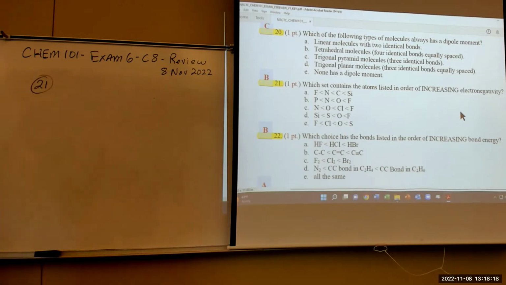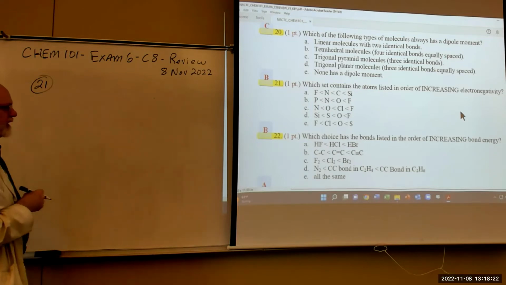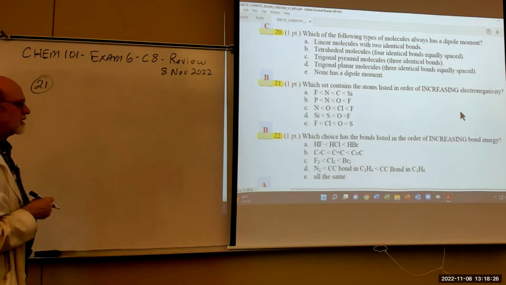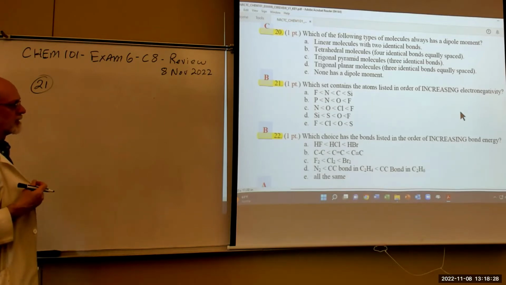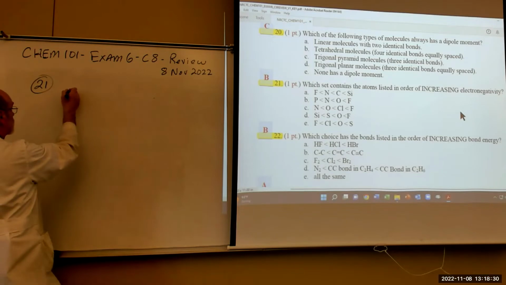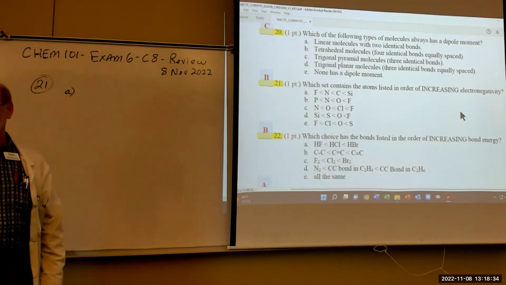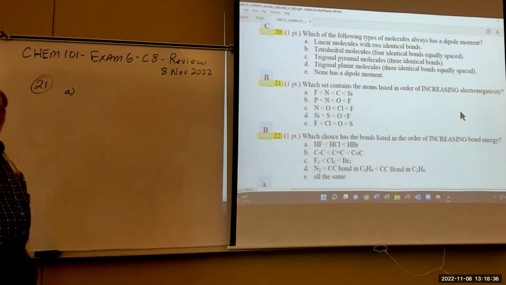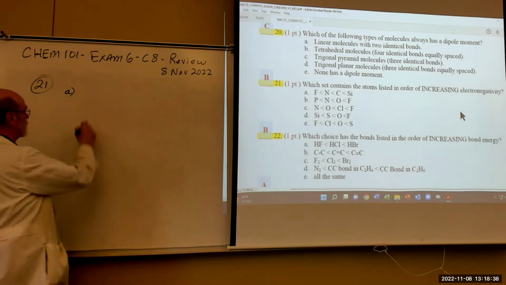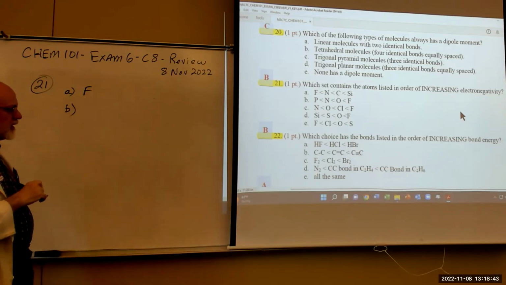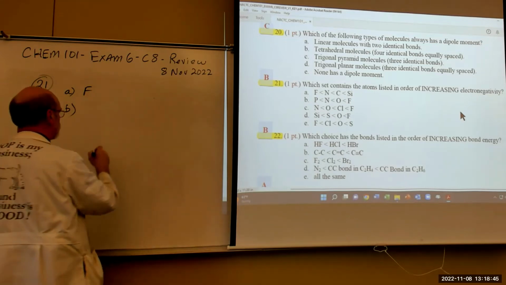(21) Which set contains atoms listed in order of increasing electronegativity? All right, so they're kind of messed up here. Increasing electronegativity. Well, you can look at A. Fluorine is listed as the least electronegative of that group. It can't be. There's nothing more electronegative than fluorine. So that one's false. How about phosphorus, nitrogen, oxygen, and fluorine?